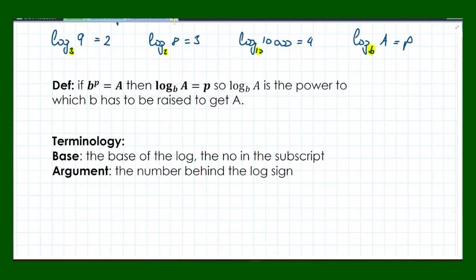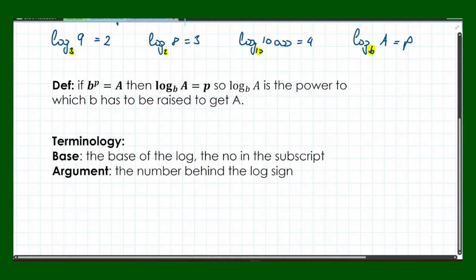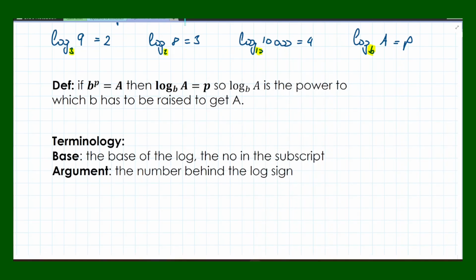Now, there is another thing called the argument, and this argument is the number itself after the log sign. So in log base 3 of 9, 9 is the argument. In log base 2 of 8, 8 is the argument. And in log base 10 of 10,000, 10,000 is the argument. In general, the argument is the capital A, which sometimes I also refer to as the answer, because that was the answer of the exponent calculation.